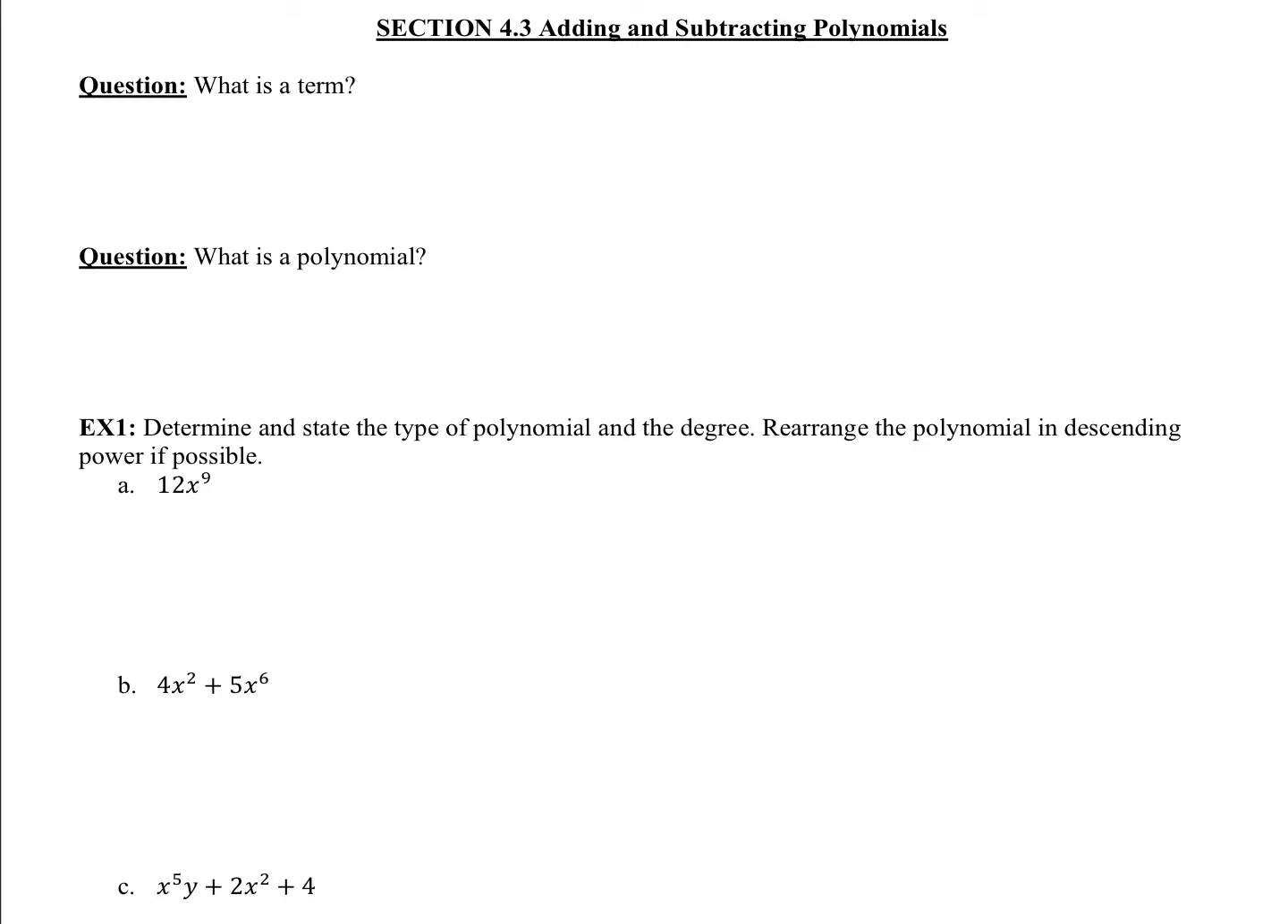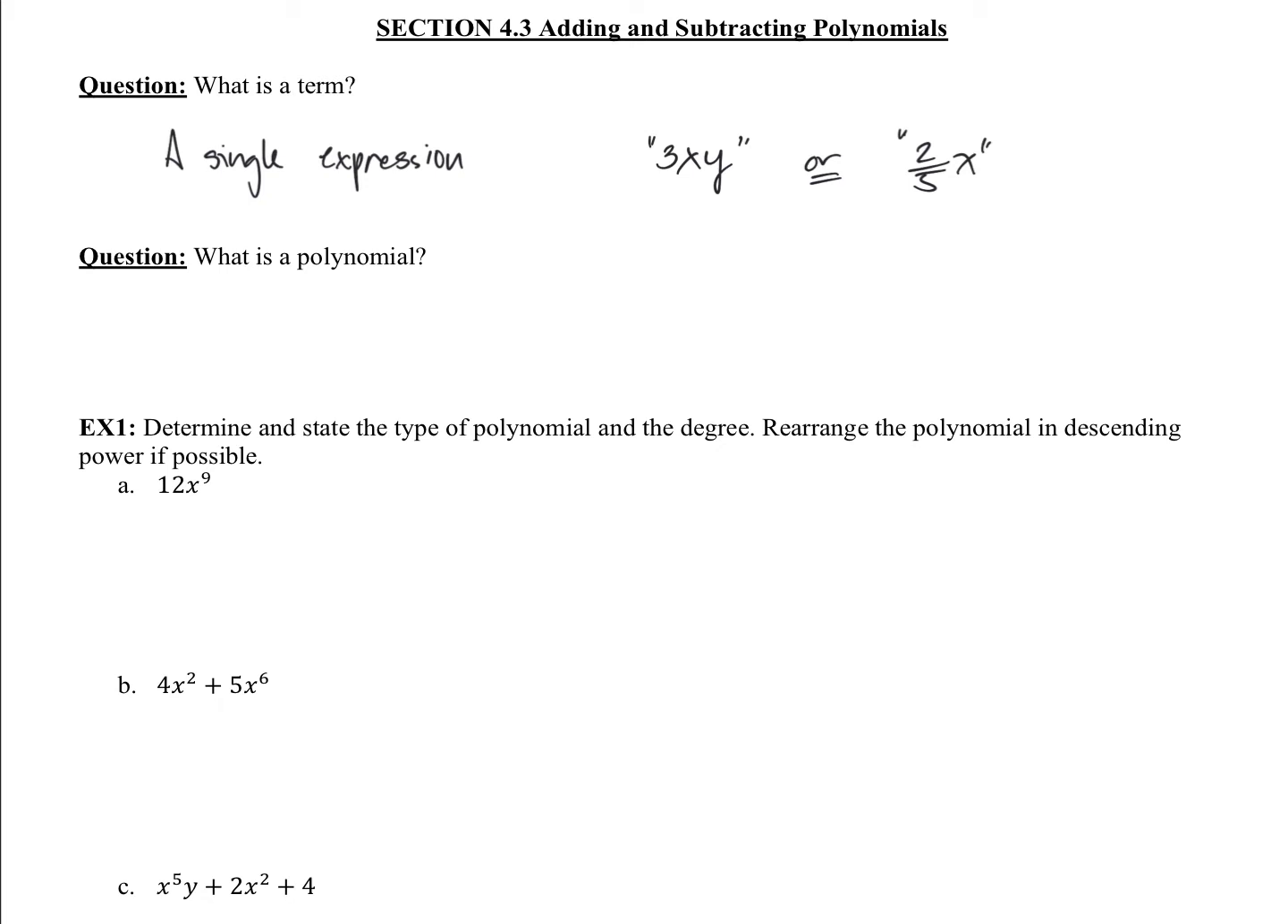Alright, welcome to section 4.3, adding and subtracting polynomials. So here's a question. What is a term? When I'm talking about a term in math, what am I talking about? Well, basically a term is a single mathematical expression. So if you'll recall, there's that thing about expressions and equations, right? An expression is just something like maybe 3xy, or maybe something like 2 over 5x. There's no equal sign in it, it's just sort of some little math things right there.